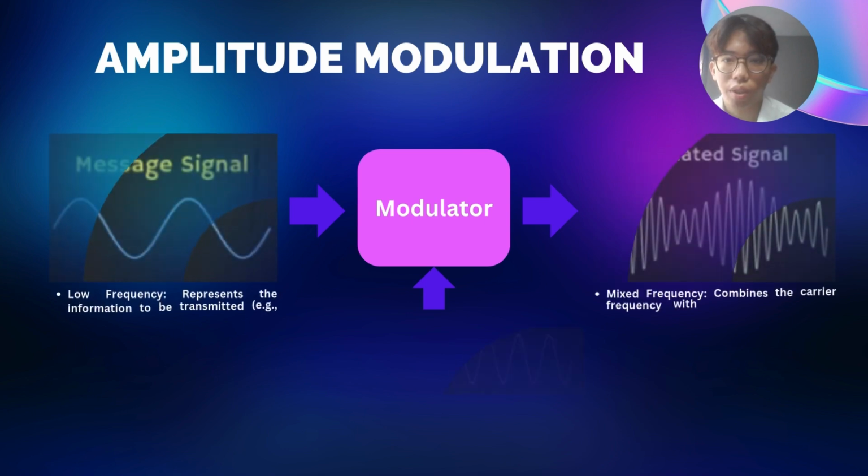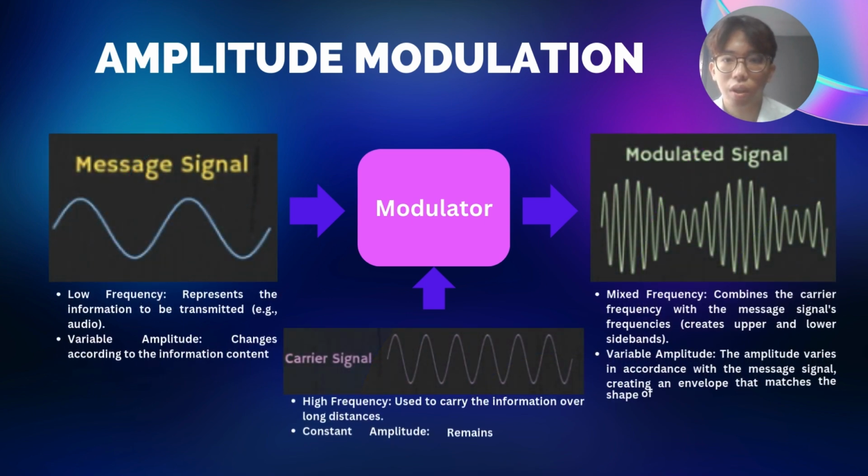And here is the process of amplitude modulation. Firstly is the input of the message signal, which has a low frequency, for example, an audio, and the amplitude changes according to the information content. Another input is the carrier signal. It has a higher frequency, which carries the information over long distances, and the amplitude remains steady and unchanged.